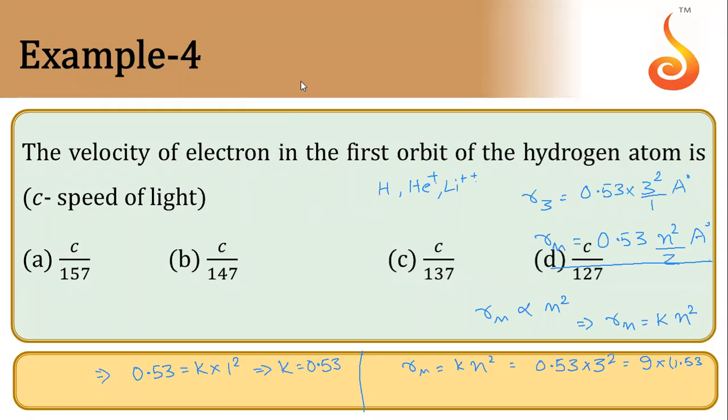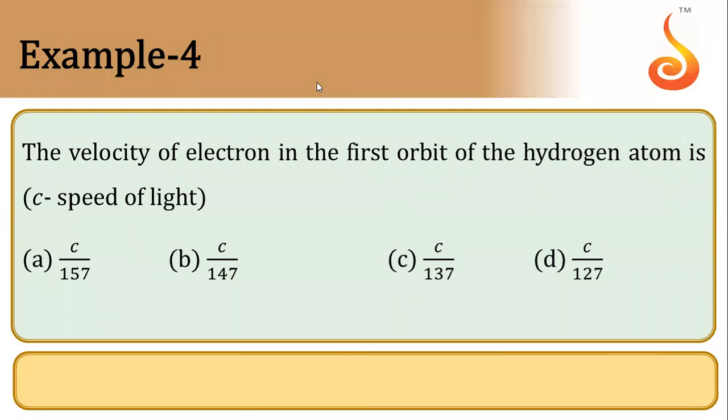What is the velocity of the electron in the first orbit of hydrogen atom? Now this is directly formula based. The velocity of the electron for the nth orbit is given by this formula: c by 137 into z by n. Since it is a hydrogen atom, the value of z will be 1.